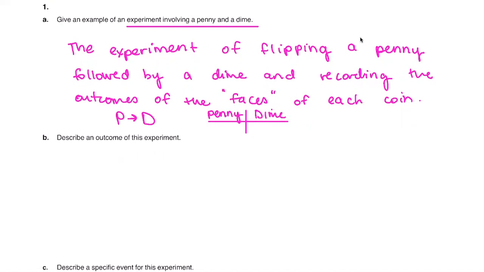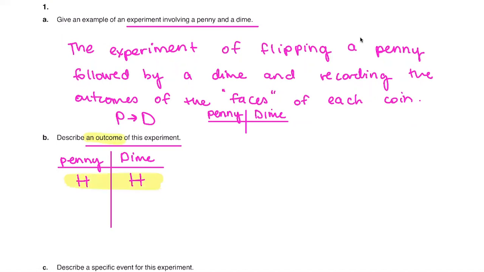An outcome of this experiment, well, if we use that chart we talked about, penny first and then dime second, the penny could be heads. I'll write H for head, and the dime could be heads. That's one outcome of this experiment. And again, let's just highlight this for clarity. An outcome could be head followed by head.